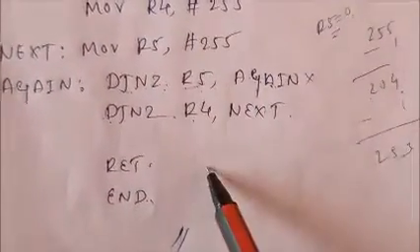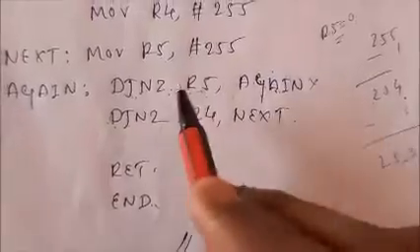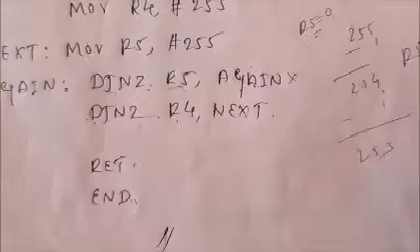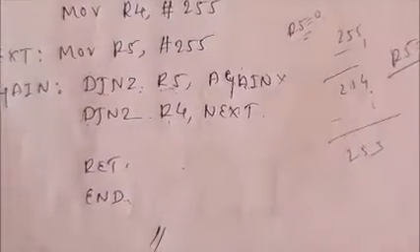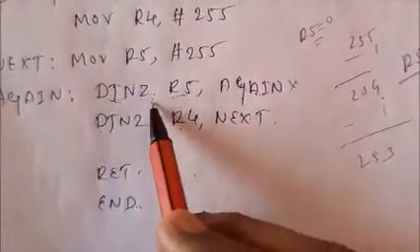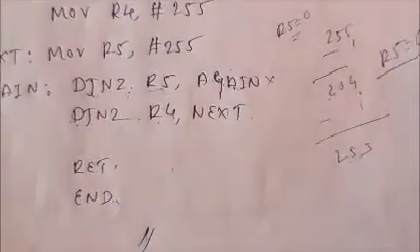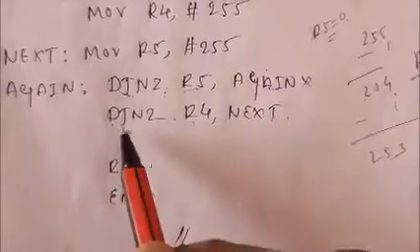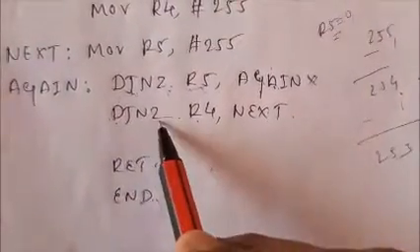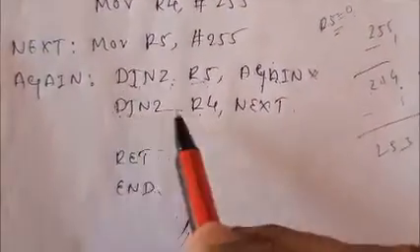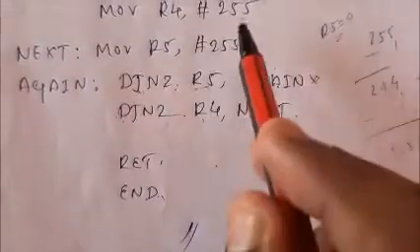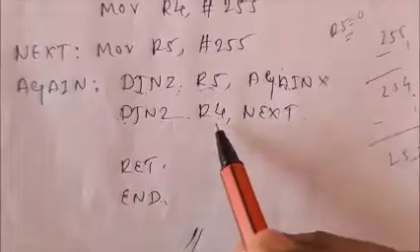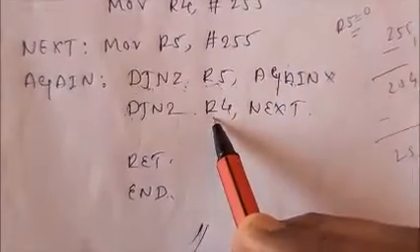But when will it come out? Whenever the R5 value becomes equal to 0. Then in DJNZ, the value is now 0, so this condition fails. It will go to the next one: decrement, jump if not zero. Decrement for which register? R4 register. What is the value of R4? 255. So 255 minus 1, 254. Now R4 becomes 254.